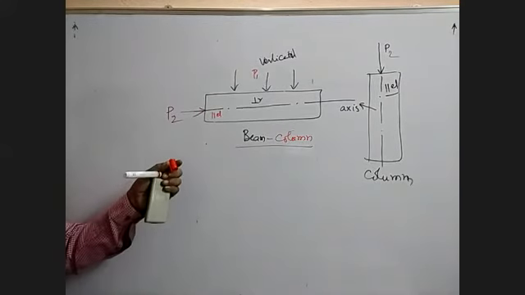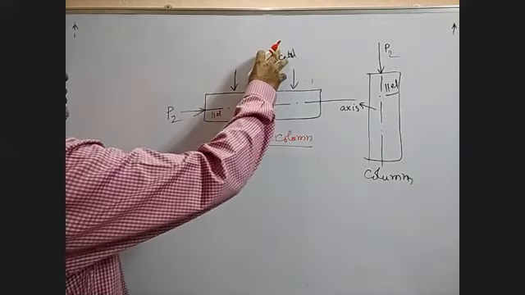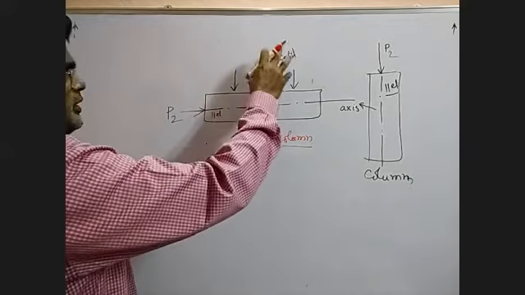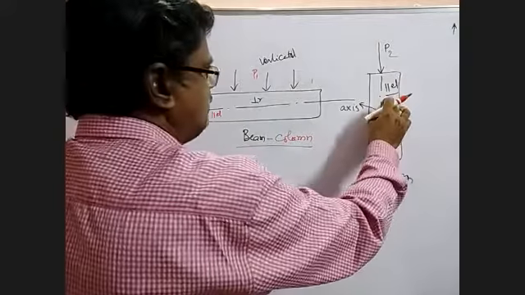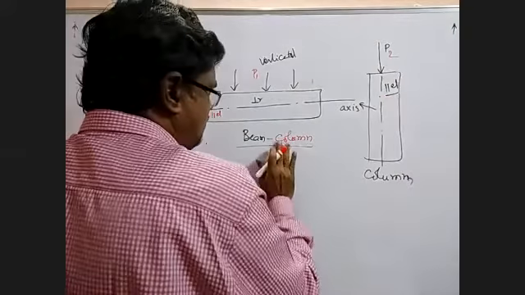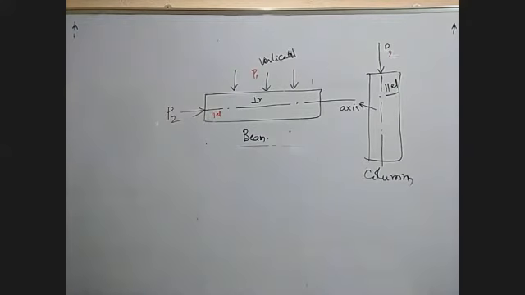Okay. Now we have the beam. It is subjected to load. Whatever may be the load, vertical or horizontal, the load is perpendicular to the axis of the member. Load is parallel to the axis of the member. This we call it as a beam. This we call it as a column. So column is a compression member subjected to compression loads.